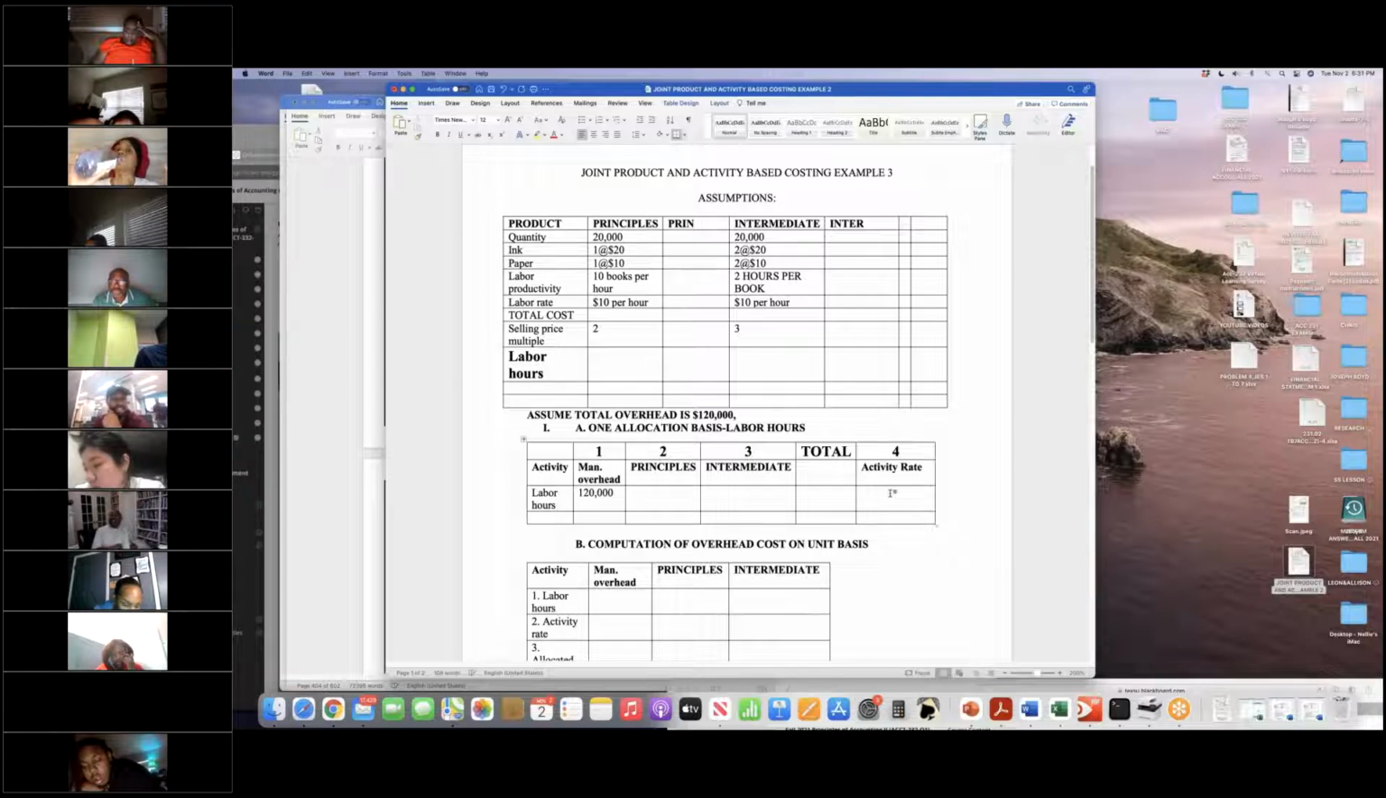What is our activity rate? I got 40. For the principal's book, I got 10. Well, there was some differences. There's a big difference between 40 and 10. The quantity is 20,000. Okay, and we're making 10 books per hour, so we need 2,000 labor hours for principals.